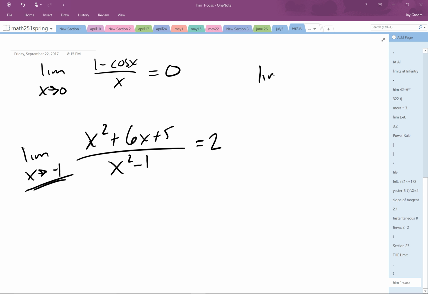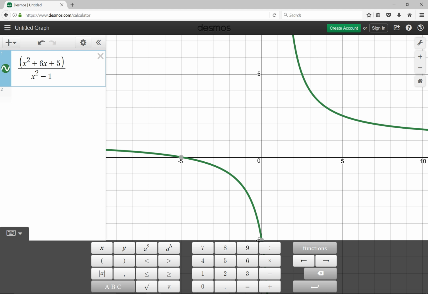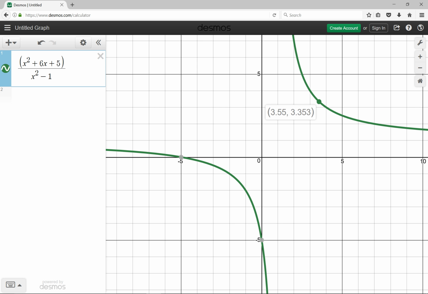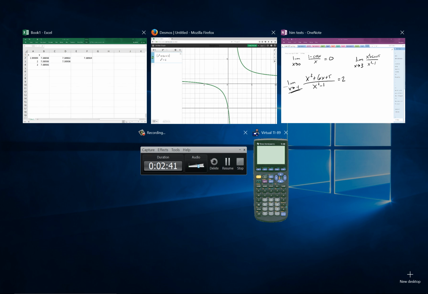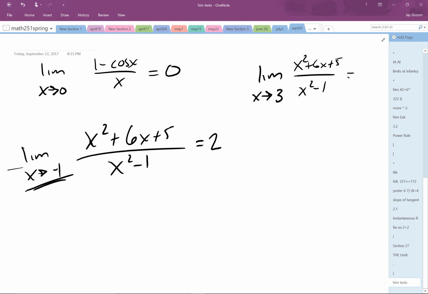Now, of course, that's different. What happens as you approach 3? I don't know. Let's go find out. You go look at the function again at 3. Why, it's 4. And the function actually exists there, so that's cool.